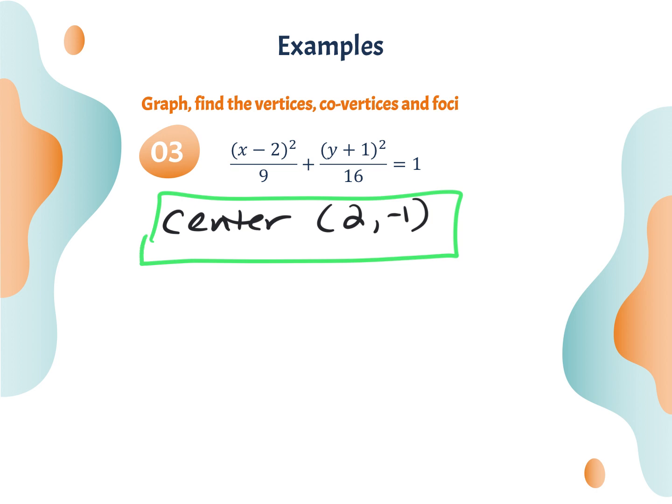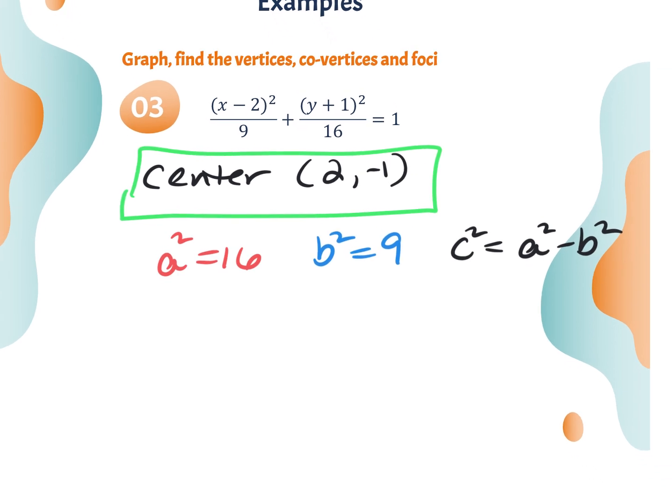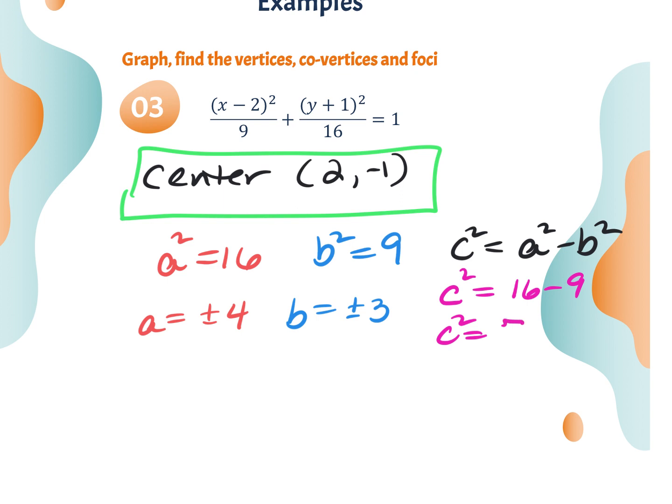Now, A squared is always the bigger number. So A squared is 16, B squared is 9. For C, I'm using the same formula, A squared minus B squared. So my A value is the square root of 16, positive and negative 4. My B value is the square root of 9, positive and negative 3. And then for C, C squared equals 16 minus 9. C squared equals 7. So C is equal to positive and negative square root of 7.